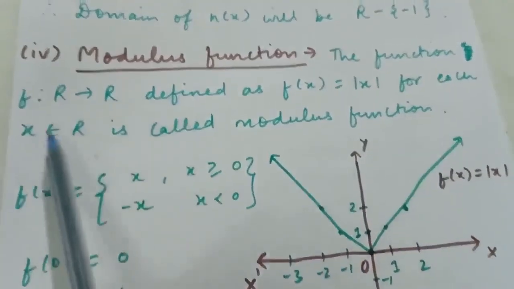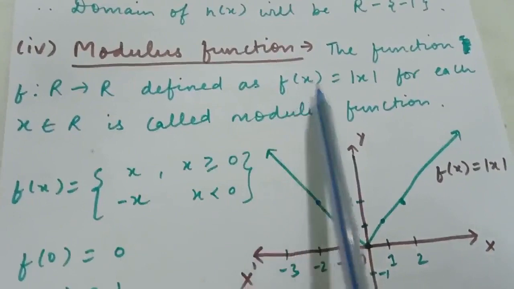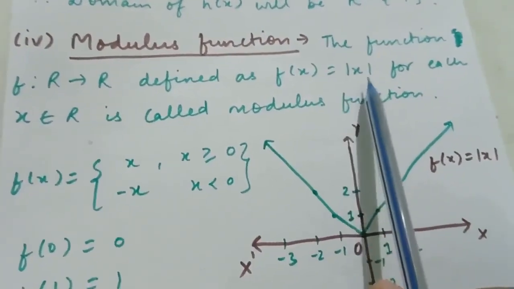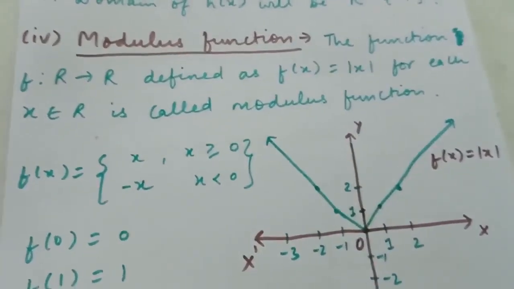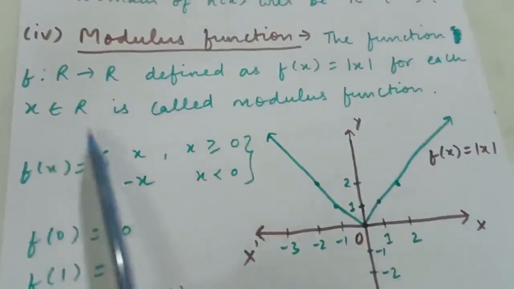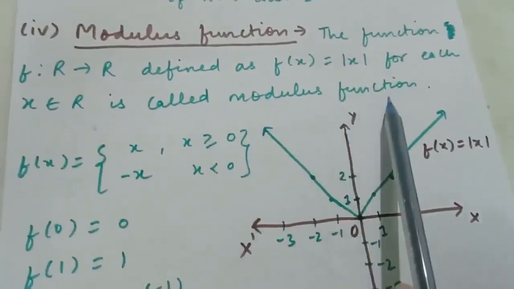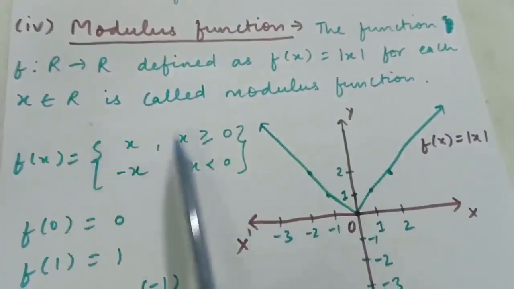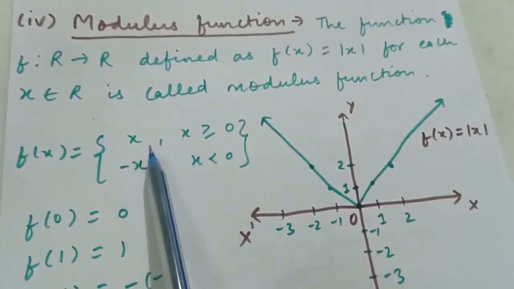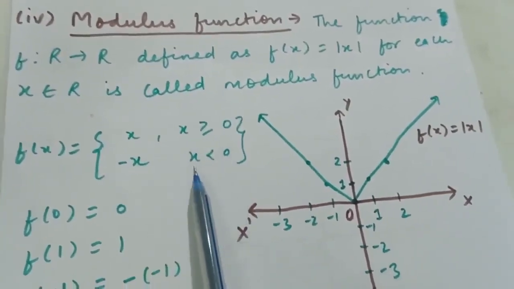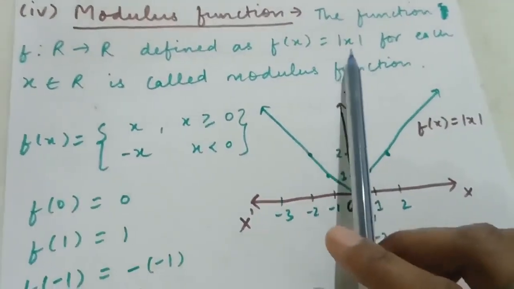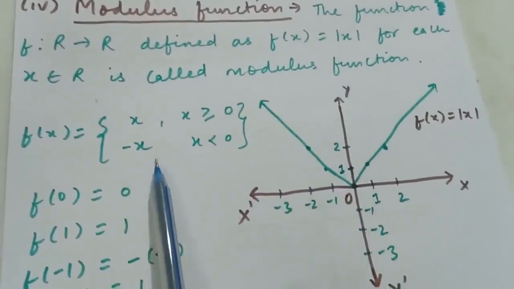The function f from R to R defined as f(x) = |x|. This symbol is of modulus x. So the function f from R to R defined as f(x) = |x| for each x belonging to R is called the modulus function. So how is this modulus defined? When x is either equal to 0 or greater than 0, then the function f(x) is equal to x. But if x is less than 0, then the modulus of x is minus x.